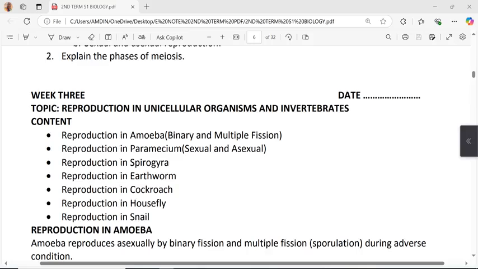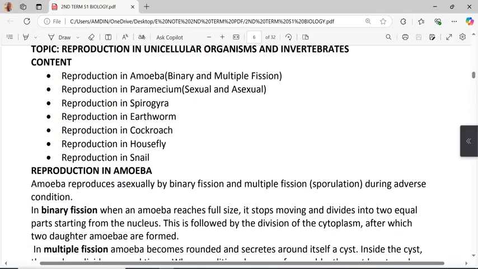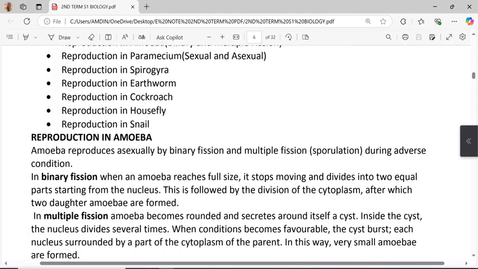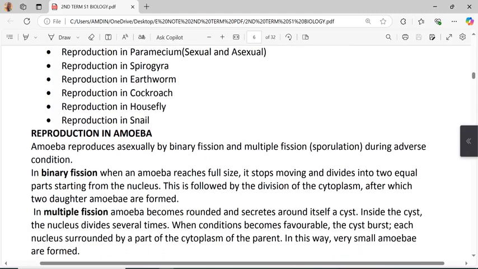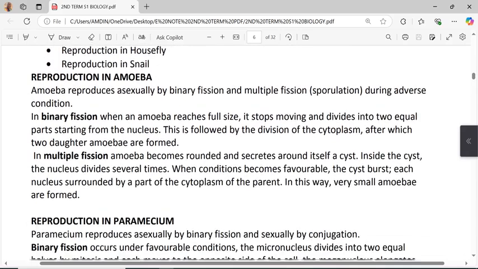Welcome to this tutorial. Today we are going to look at reproduction in unicellular organisms and invertebrates. The contents of today's tutorial are reproduction in amoeba, where we will look at binary and multiple fission, reproduction in paramecium, sexual and asexual, reproduction in spirogyra, reproduction in earthworm, reproduction in cockroach, reproduction in housefly, and reproduction in snails.